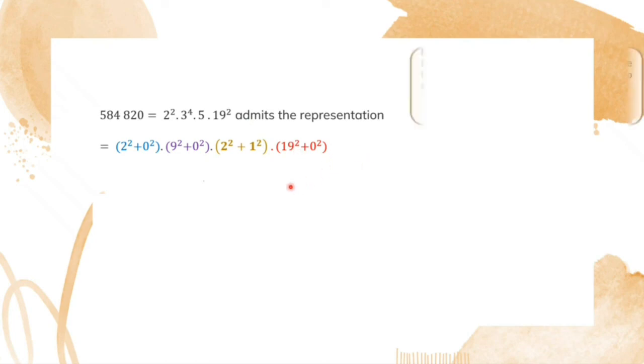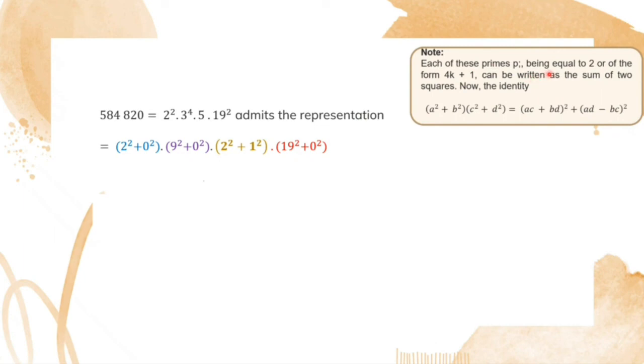Okay, note that each of these primes p being equal to 2 or of the form 4k plus 1 can be written as the sum of two squares. Now the identity is this formula. So we will solve this equation by using this formula. First, we solve these last two. So 2 as A, 1 as B, 19 as C, 0 as D. Right, so when we multiply this, we'll get this answer: 38 squared plus 19 squared.